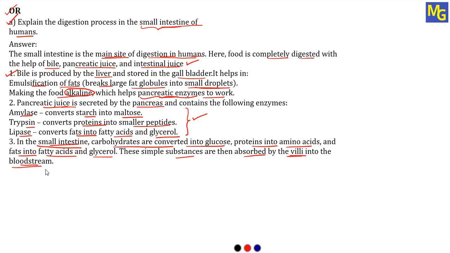And then the blood will take all these food materials and send them to all the cells present in the body. Once it goes to the cells, it will be broken down and converted into energy. The same energy is used by our whole body to do work, to grow, etc. So this is the explanation of the digestion process that takes place in the small intestine.